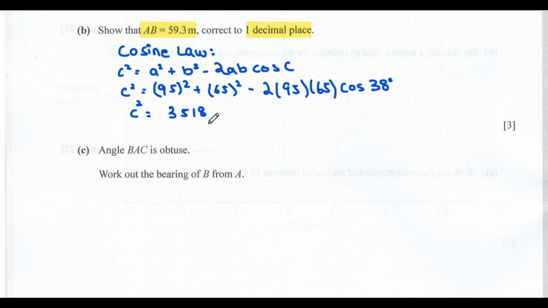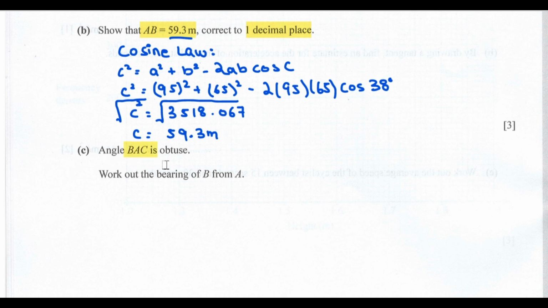Now you'll solve all these in your calculator and you'll get 3518.06. To get rid of this square, you'll take the square root on both sides. So c equals 59.3 meters. And you see this value is exactly the same as the value provided by the question, which is 59.3.